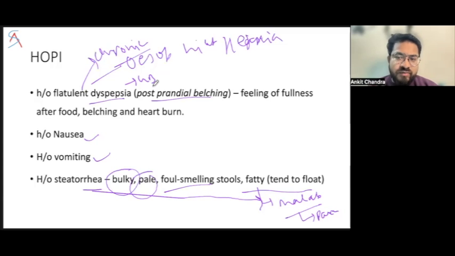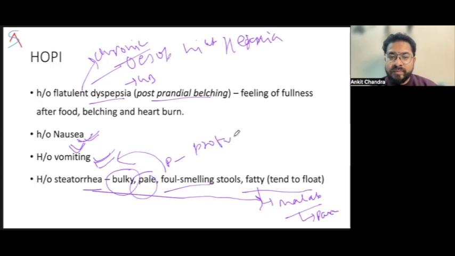Nausea is very common, but vomiting is less. And vomiting in case of pancreatitis will be profuse and projectile and follows the pain. So you have to remember, in case of pancreatitis, the vomiting will be profuse, projectile, and will be followed by the pain.